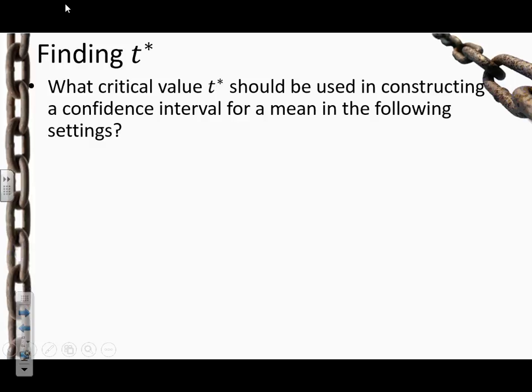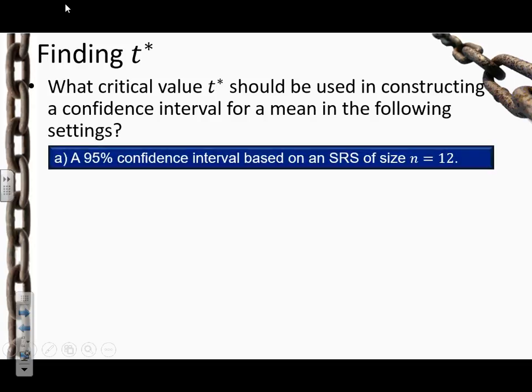So finding critical values of t, finding t star, is a little bit different than finding z. The critical value, t star, is used in constructing a confidence interval. If we want to find t star, two things have to be known. With z star, all we needed was the confidence level. That's all we cared about. If we knew the confidence level, we could plug it into inverse norm, or look in the table, and find our z star. Or we memorize the common ones.